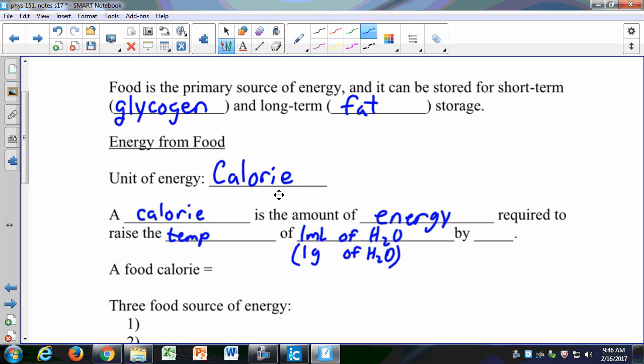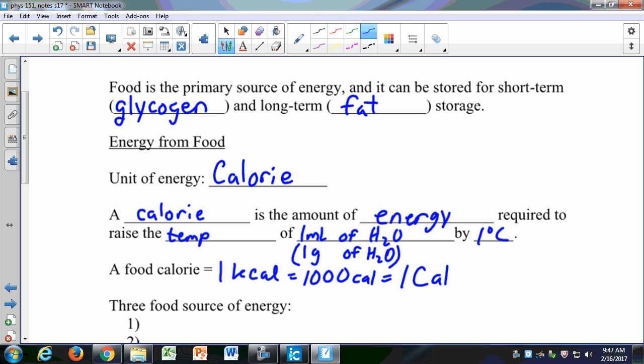So to raise that by 1 degree Celsius. Not 1 degree Fahrenheit, because 1 degree Fahrenheit would be different than 1 degree Celsius. Is this a greater increase in temperature or a lower increase in temperature than 1 degree Fahrenheit? It's greater, right? 1 degree Celsius is bigger than 1 degree Fahrenheit. And so a food calorie, what we call a food calorie, is 1 kilocalorie. And if you recall, kilo is 1,000 calories. And that's equal to 1 capital C calorie, which is a food calorie.